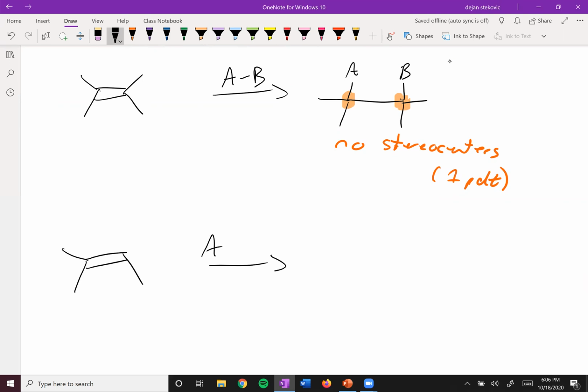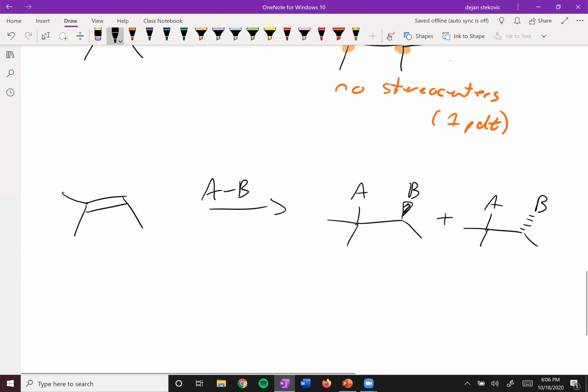Another option would be something like this alkene, where when we form our product, we do have a stereocenter. So we could put a B as a wedge, or we could put a B as a dash. And so here we only have one stereocenter.